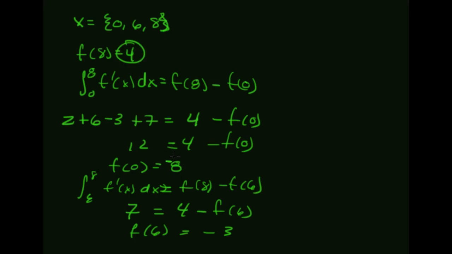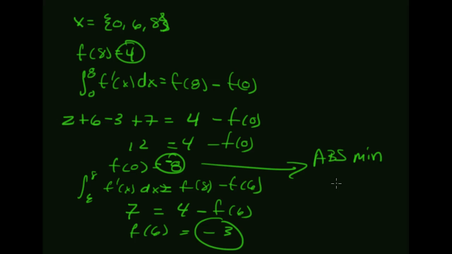So out of 4, negative 8, negative 3, that's our minimum. So the absolute minimum of f is negative 8. So that completes part B of that problem. Let's move on to parts C and D.